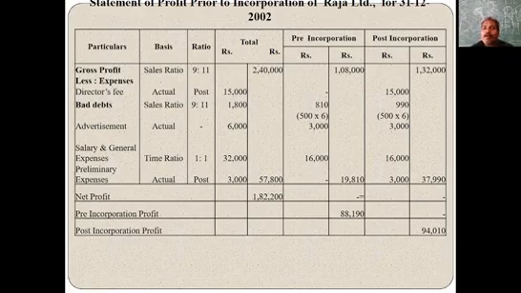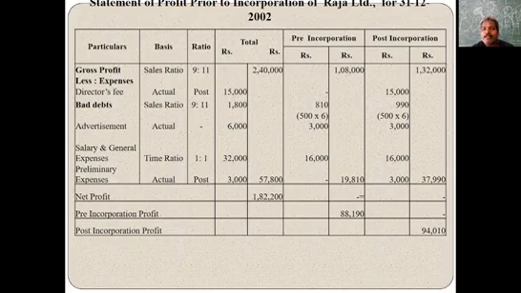Put the remaining columns nil nil. Then followed by close pre-incorporation columns. So pre-incorporation profit is 1,800. Then we have some expenses. Add these items and post it in the outer column.